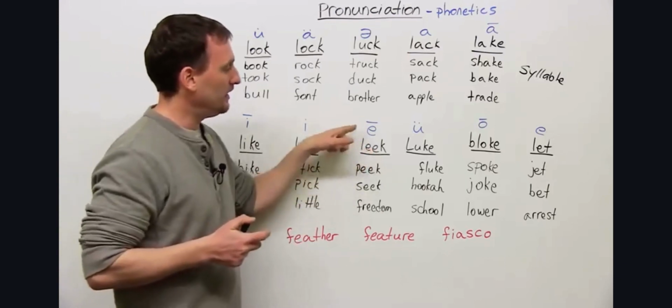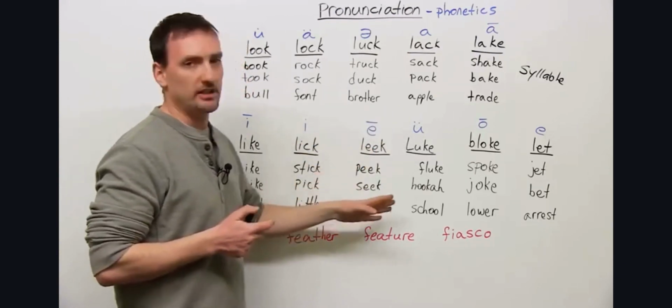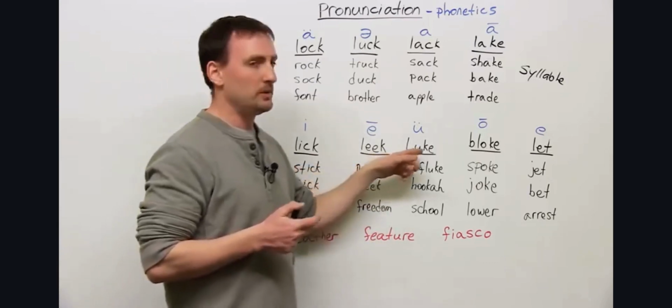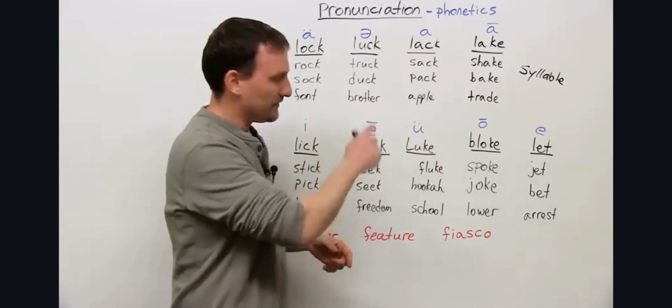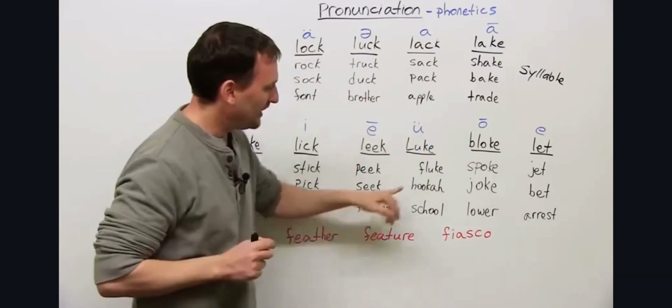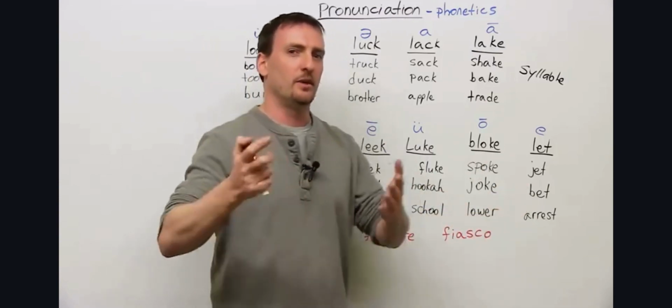E with a long line on top. Peak, seek, freedom. Luke is a man's name. It's also from the Bible. U with 2 dots, looks like a bit of a happy face with a little dimple. Fluke, hookah. Now, before I continue, what is a hookah?